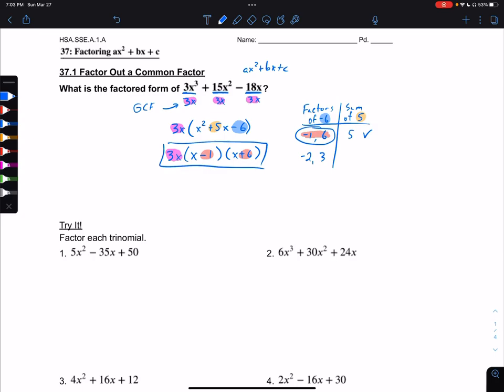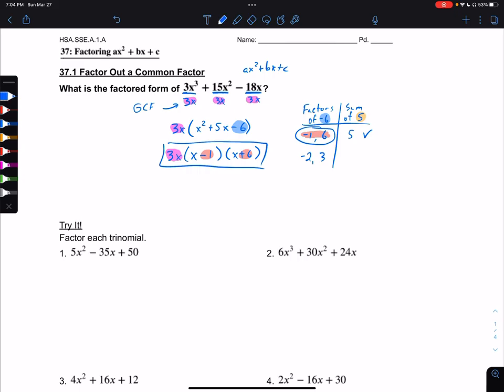Let's say the two binomials. If you multiply those, so this binomial times this binomial, you'll get this trinomial. And then if you were to multiply that by the GCF, like we said, distribute that, you'll get back to the original problem. Okay, so let's get rid of all those markings so we don't get confused.